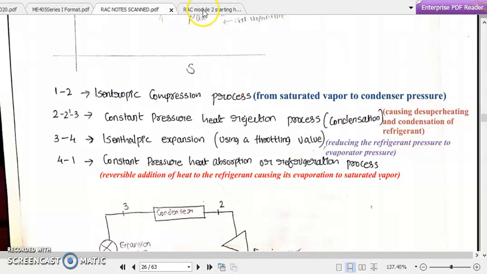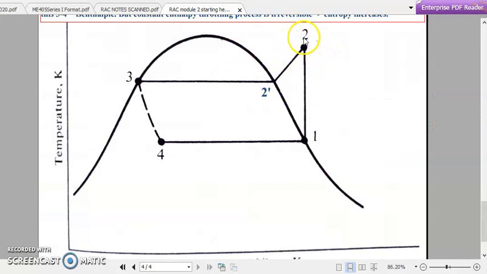Initially, at the start of the heat rejection process or the condenser process, the refrigerant is in superheated vapor form. This superheated vapor will be admitted to the condenser, or the heat exchanger, where it will undergo a constant pressure heat rejection process. During this process, the refrigerant will undergo de-superheating, that is the opposite of superheating, where the superheated state slowly gets converted to saturated form. And during the heat rejection process, this vapor form will slowly get converted to liquid form.